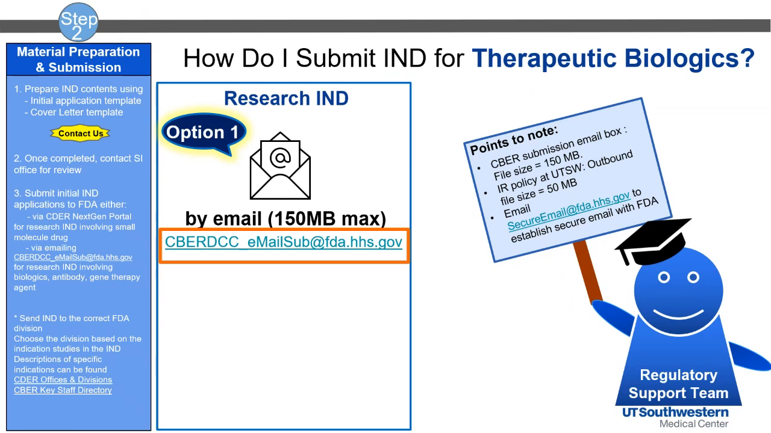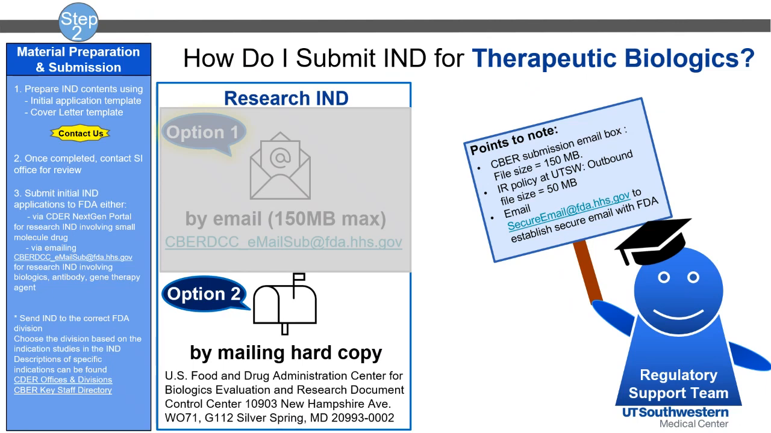This is the CBER email address. Please make sure that you do not send via secured email unless FDA has specifically instructed. One can set up secure email with the agency. Request to establish secure email with FDA should be sent to secureemail@fda.hhs.gov.